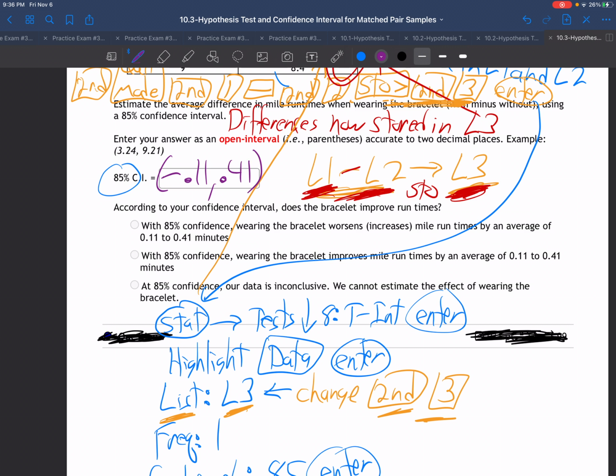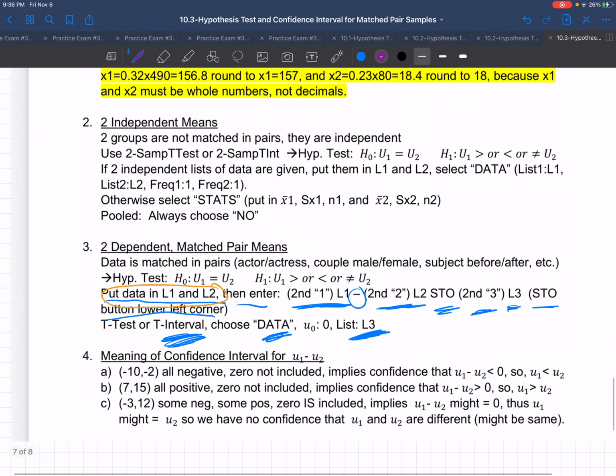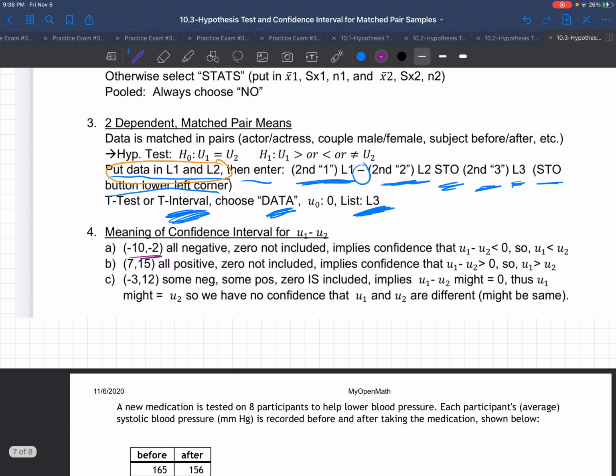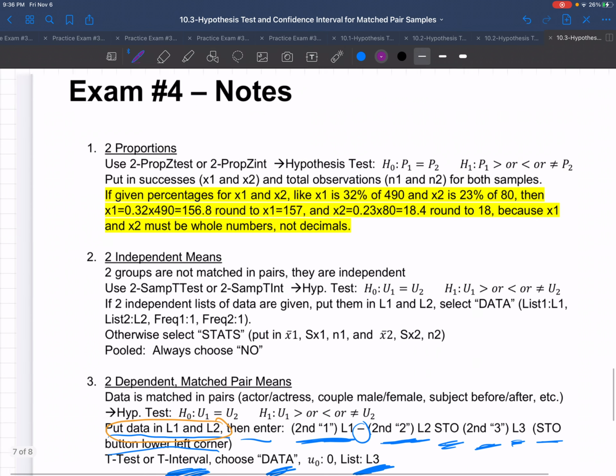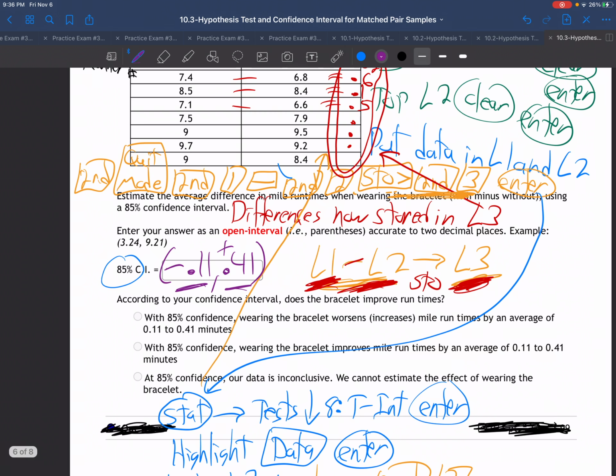What does that mean? Well, we got a negative and a positive, didn't we? If you look back at the notes, it'll tell you. If you get two negatives, no. Two positives, no. A negative and a positive, yeah. Some negative, some positive, 0 is included, right? That's true because we're getting a confidence interval here.